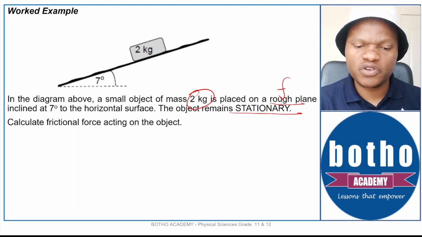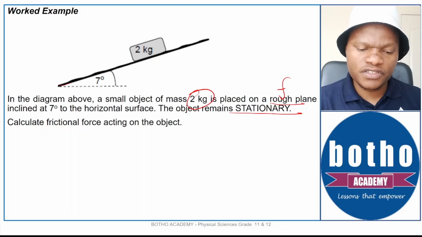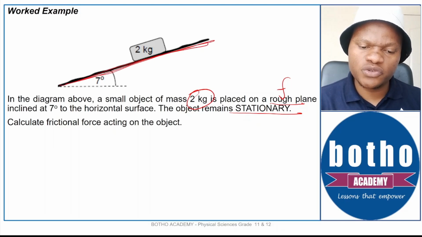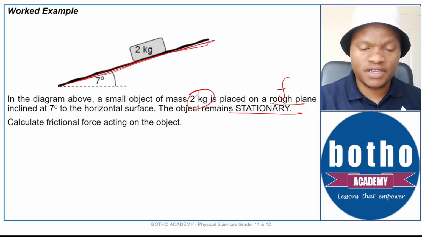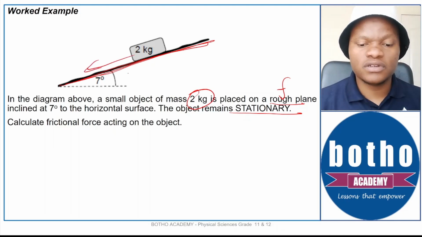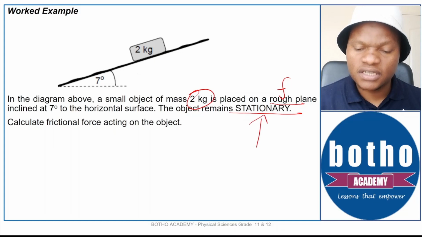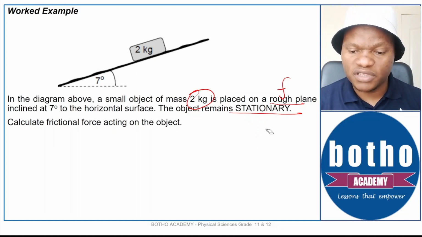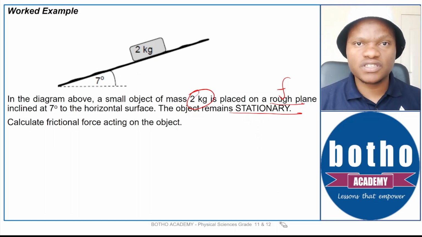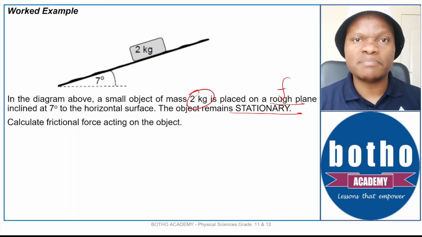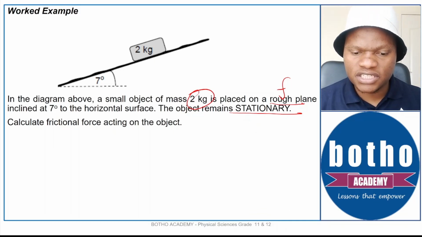stationary and not moving. Our understanding is that if this surface was smooth, and you put an object at the top there, the object would slide down. But in this case, this object is not sliding down. We are told that it is stationary. It's not moving. It means the forces that are acting on this object are balanced, or they are cancelling each other out.